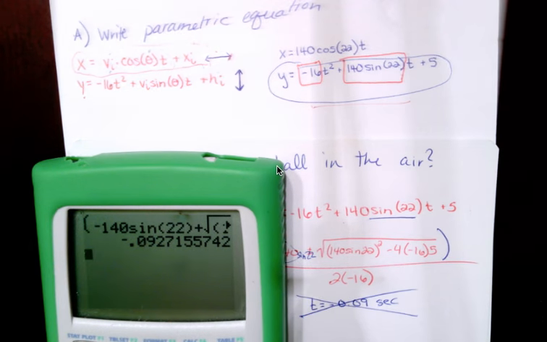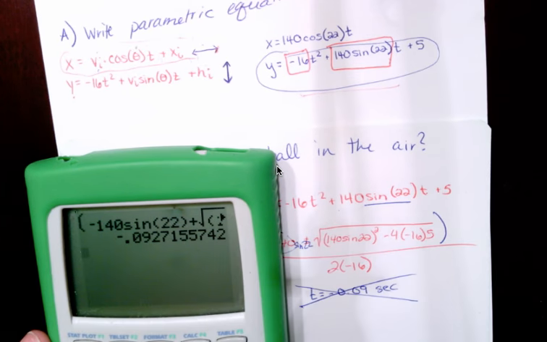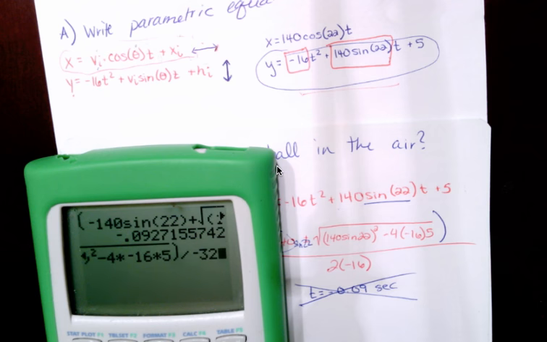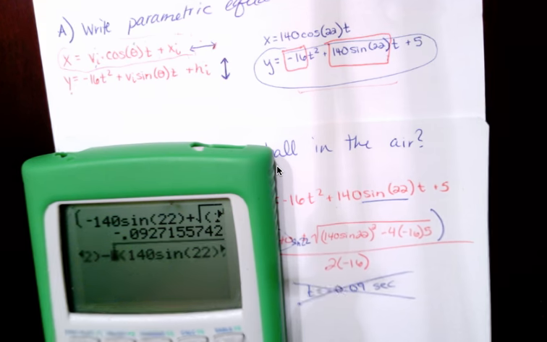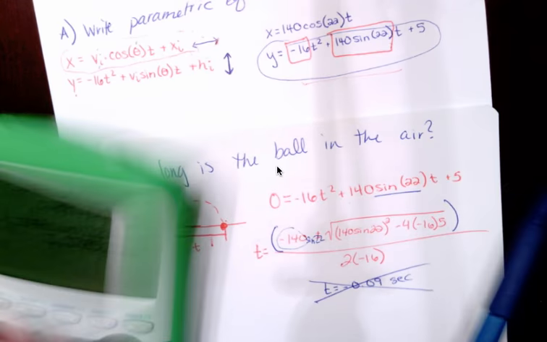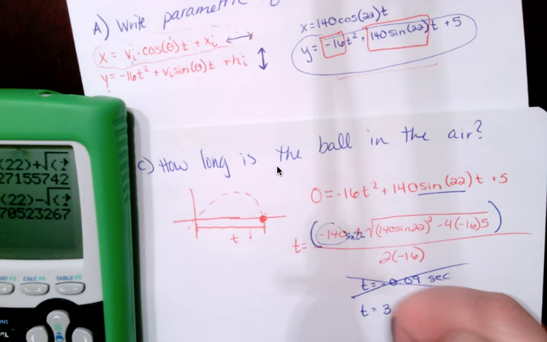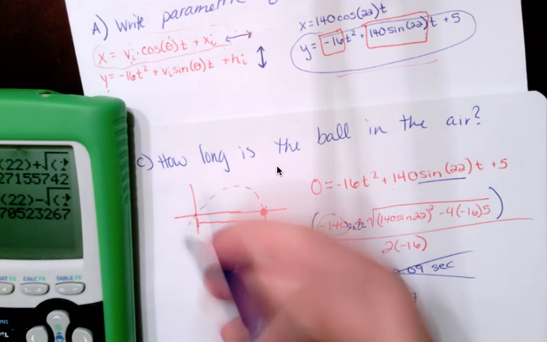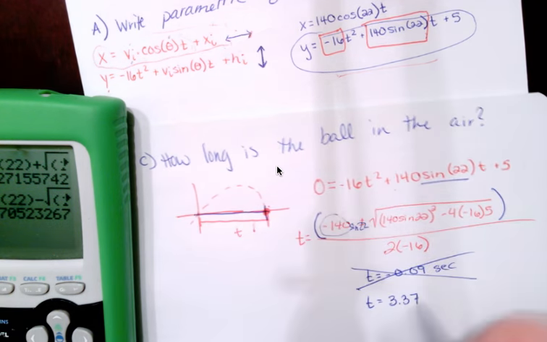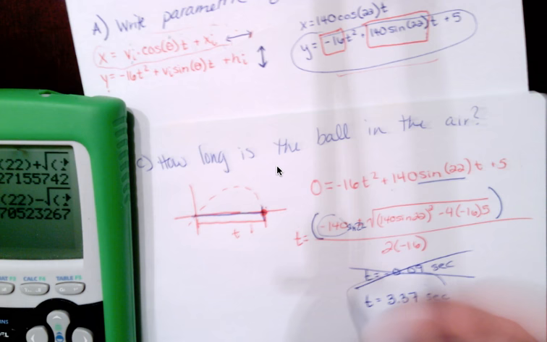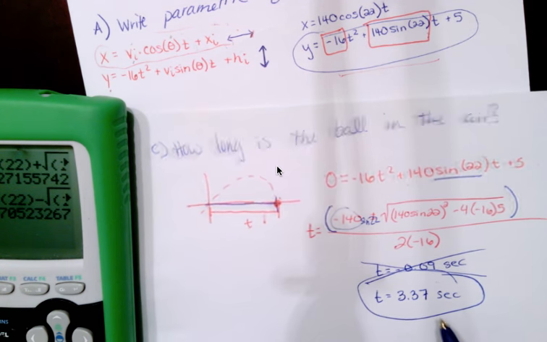So then we're going to do it one more time. You could retype this all in, or you can do second enter, and then scroll back, and the only thing we have to change is our plus to a minus. And then I get t is equal to 3.37. So that means the time it traveled until it had a height of 0 was 3.37 seconds. That means the ball was in the air for 3.37 seconds.